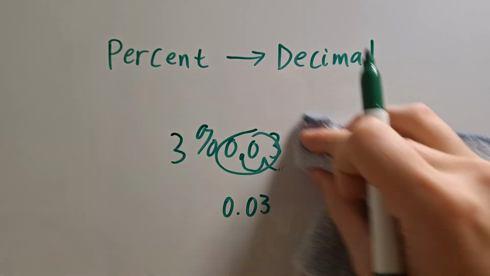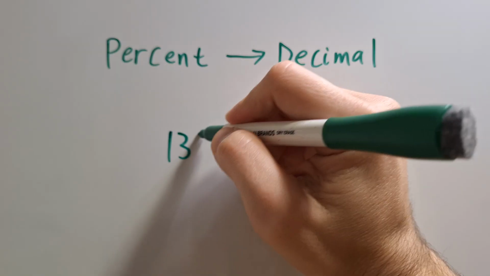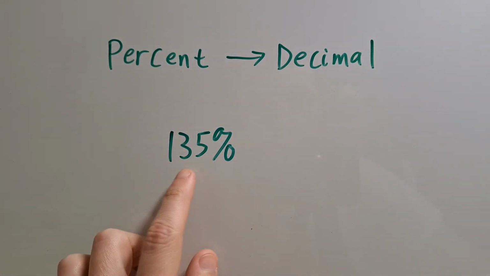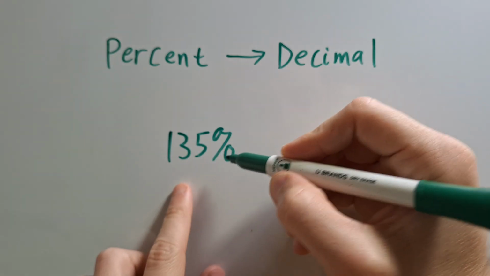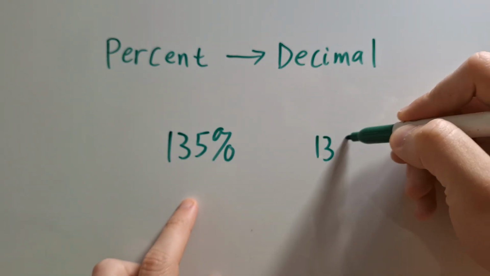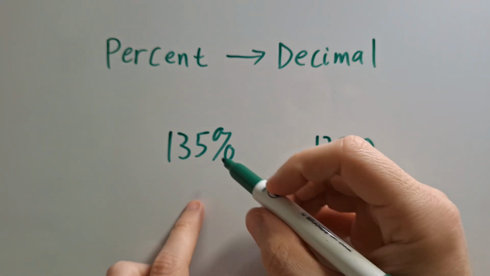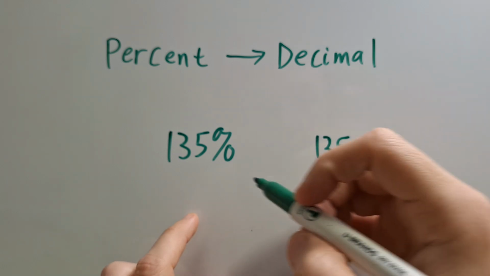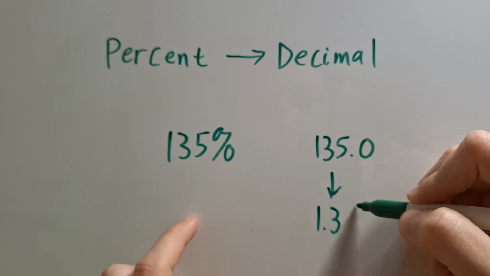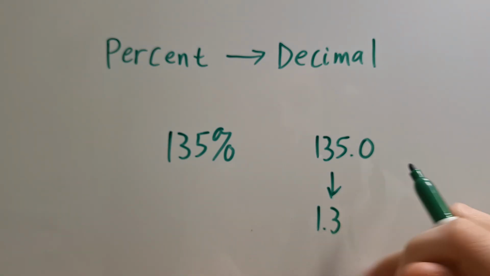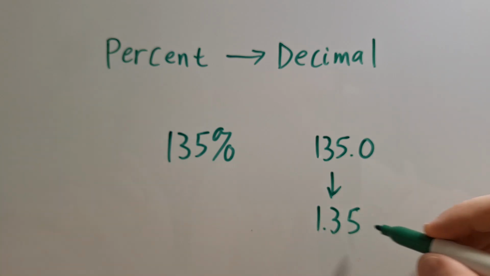Let's do one more. So this is 135%. My decimal point's over here, because remember, this is 135.0. Writing this as a decimal, you move that decimal point 2 places to the left. So essentially now this number becomes this. Let me redo that 5 there. There we go. So 1 and 35 hundredths.